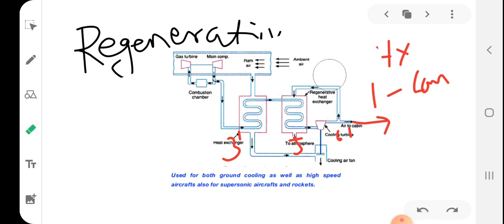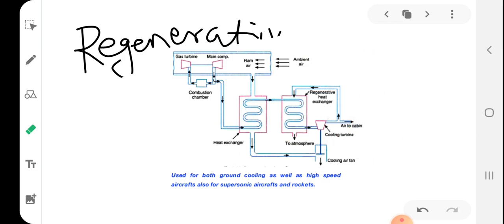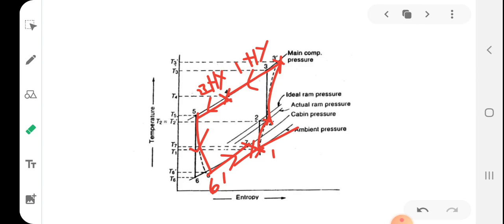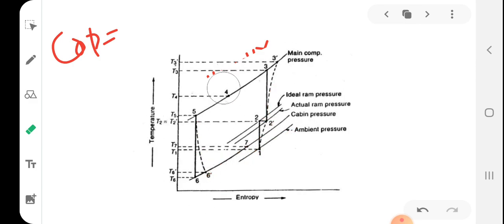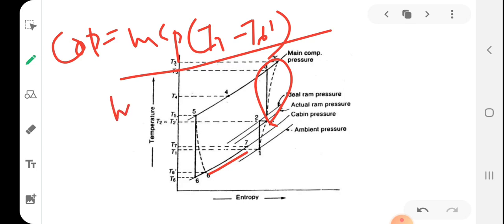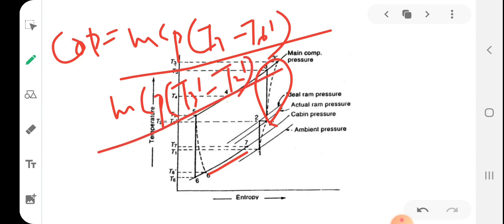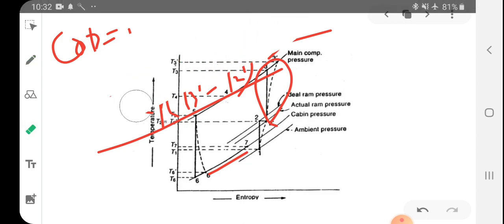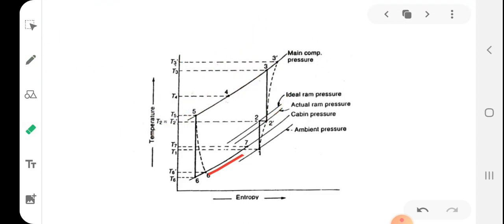Now if you want to find the COP, you can use the COP formula. COP is nothing but the required effect by work. The required effect is MCP (T7 minus T6 dash). The work is only the compressor work, MCP (T3 dash minus T2 dash). So if you know the temperatures, you can find the COP. So this is the regenerative heat exchanger.